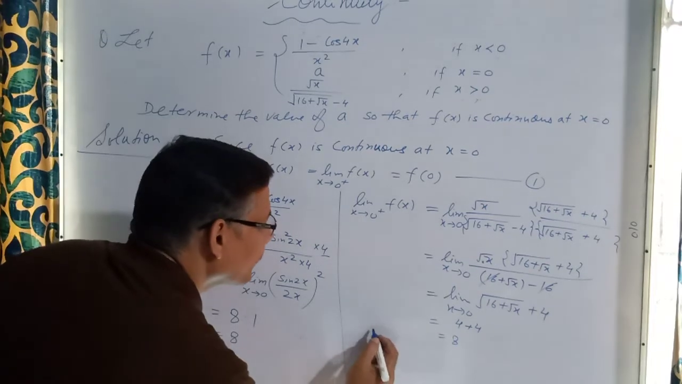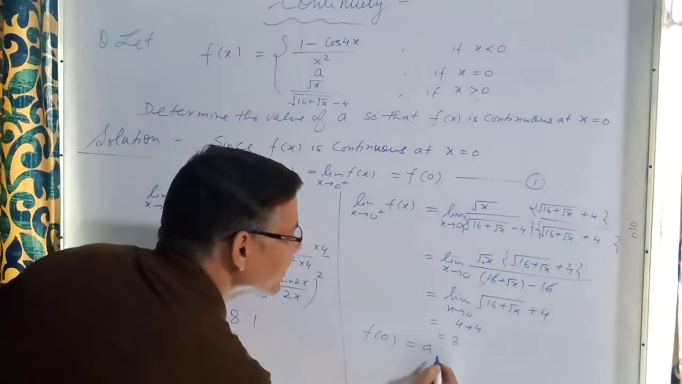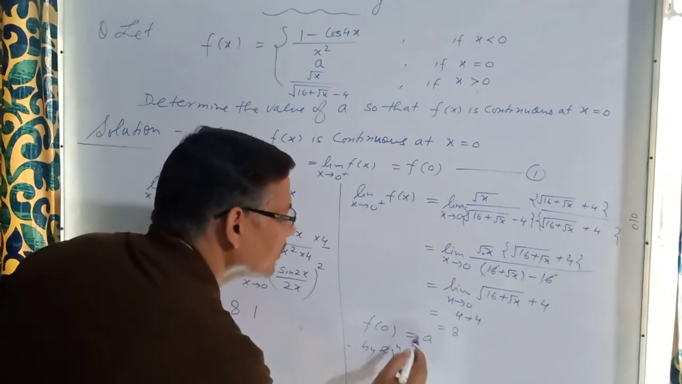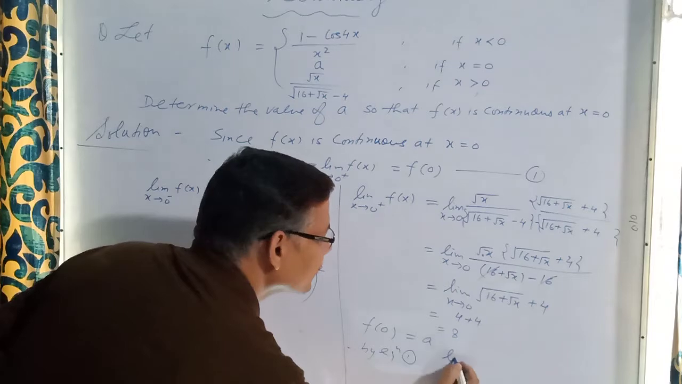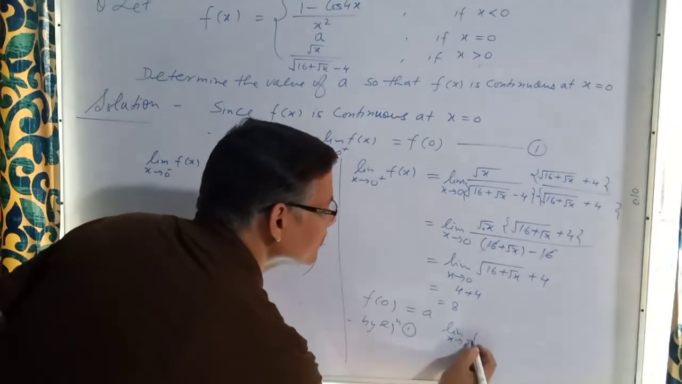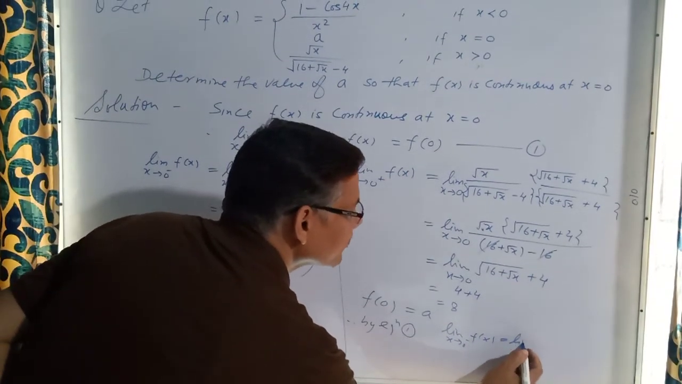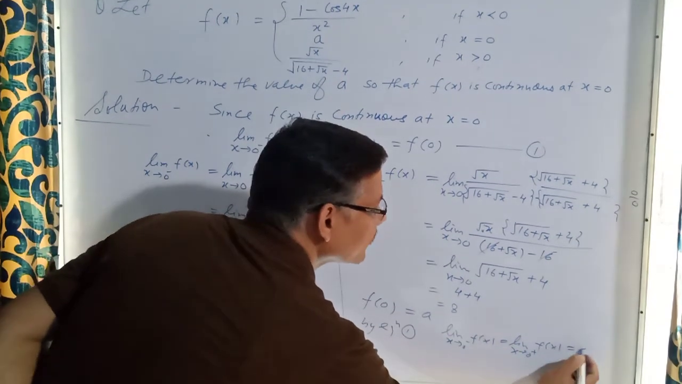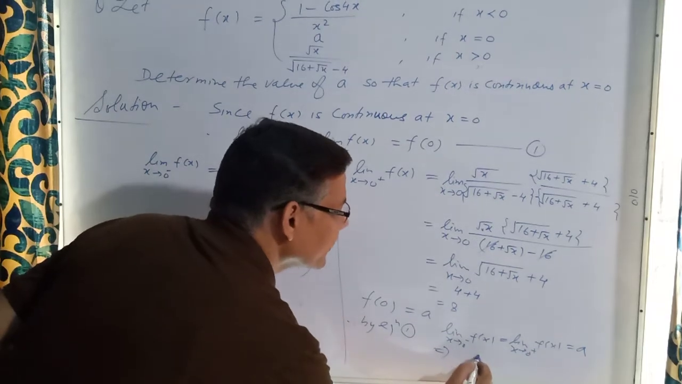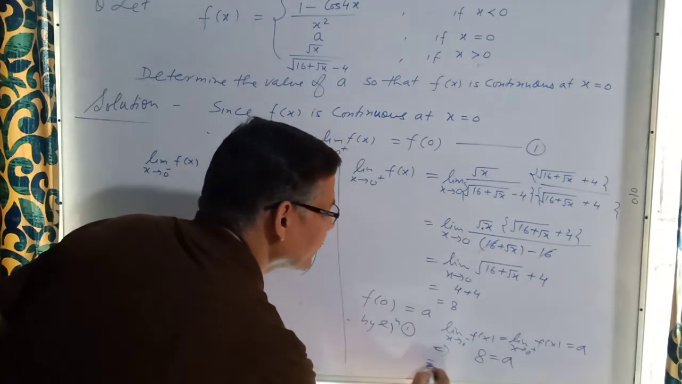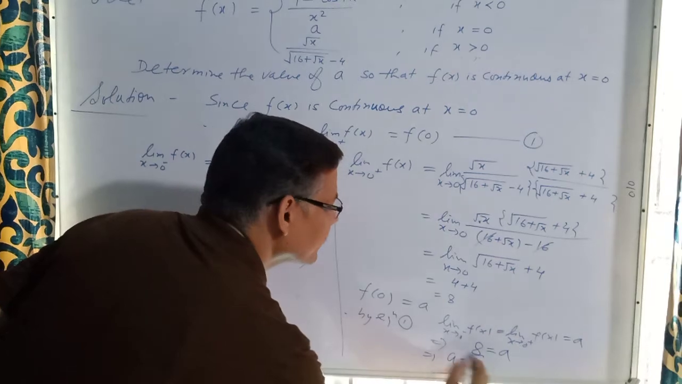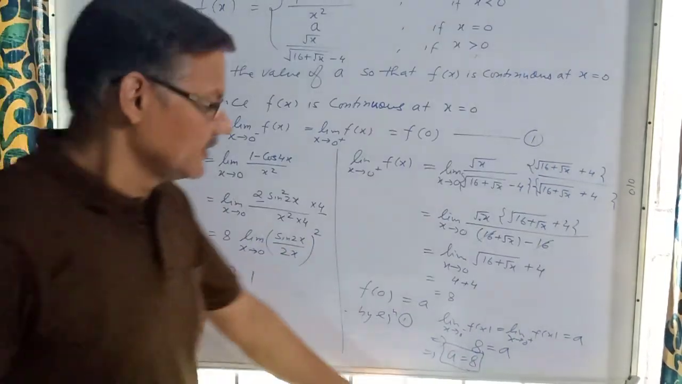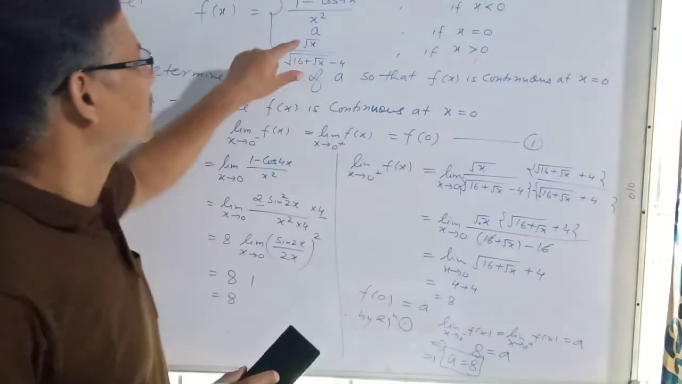Now f of 0 is equal to a, therefore by equation 1 we get the limit as x tends to 0 from the left is equal to the limit as x tends to 0 from the right, and it is equal to a. It implies 8 equal to a, it also implies a equal to 8. So what is the value of a? 8. Since it is easy, here we are having only one variable.